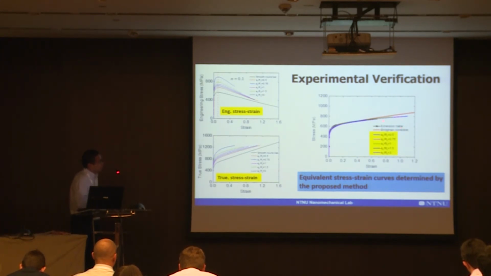After that, the equivalent stress strain curve is slightly smaller than the Bridgman correction method. And for all the curves we corrected from different notch geometries, we can obtain the identical equivalent stress strain curve, which is the material's equivalent stress strain curve.